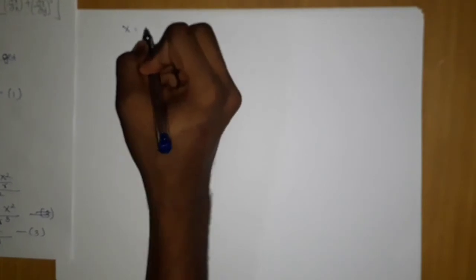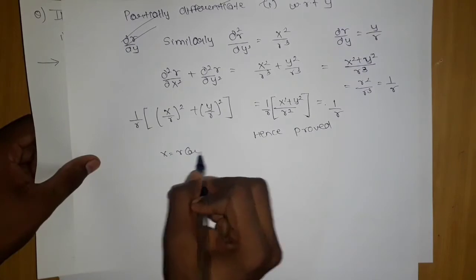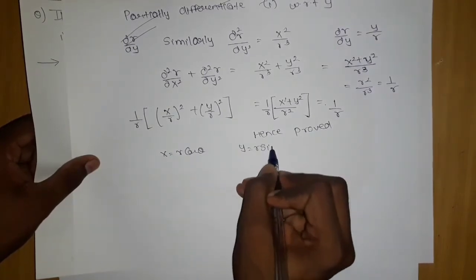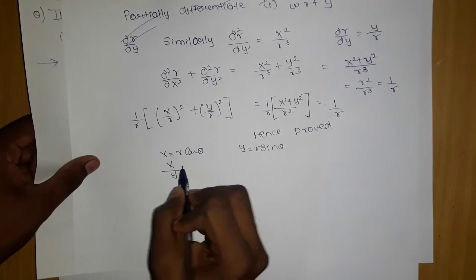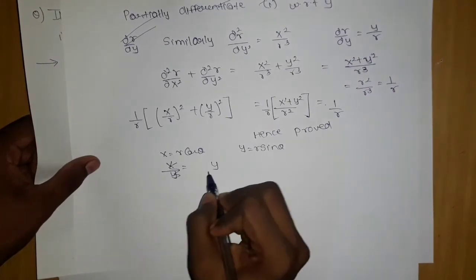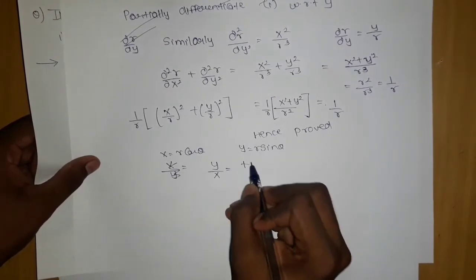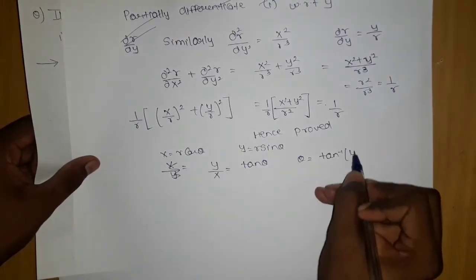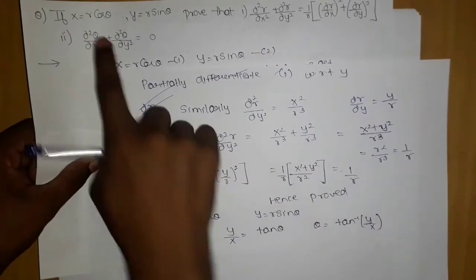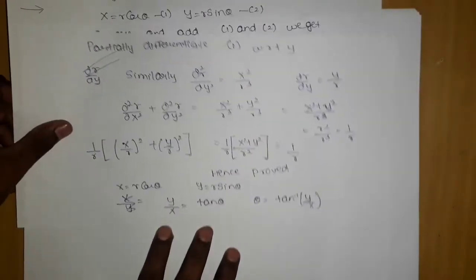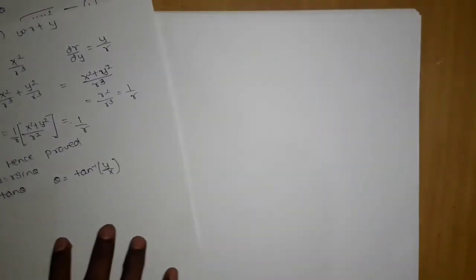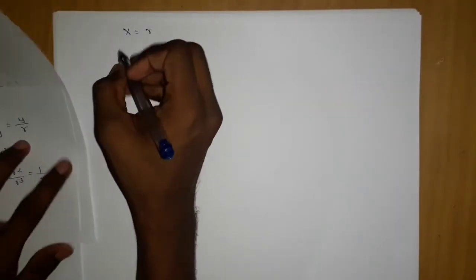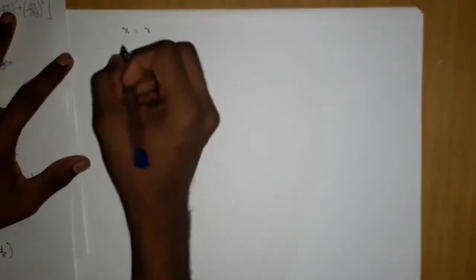So I know x equals r cos θ and y equals r sin θ. If I divide them, y by x will be tan θ, and I can get θ directly: θ equals tan inverse y by x. So I can directly substitute and get the answer. If I want to get this, first let me solve it here only.